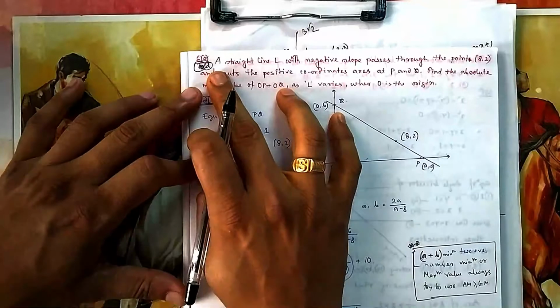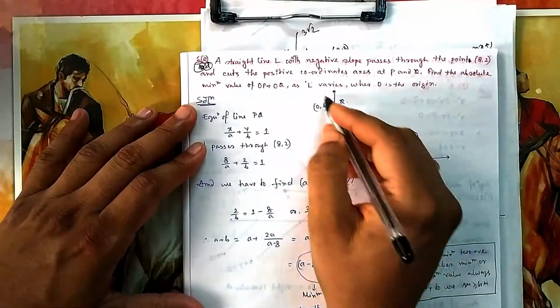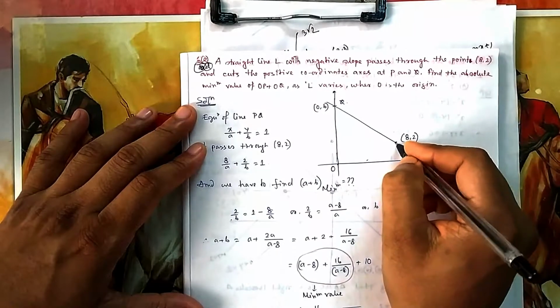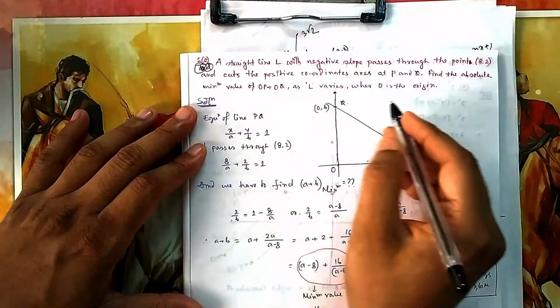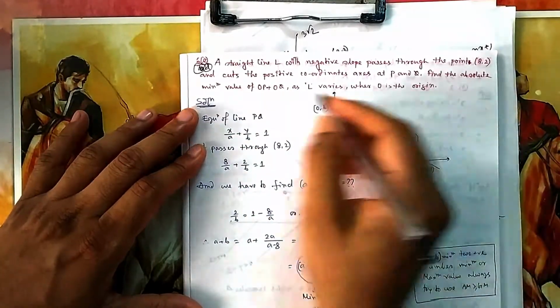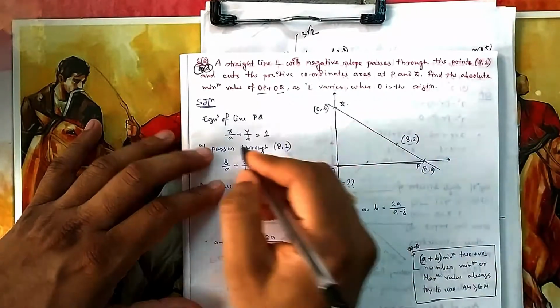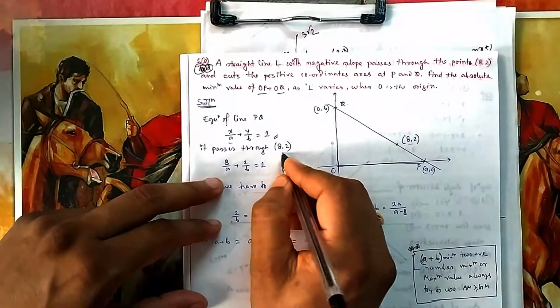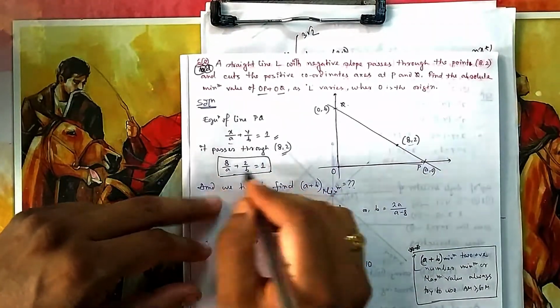Now if you come to question number 6d, a straight line with negative slope passes through the point 8, 2. It is passing through 8, 2 because it is negative, that's why I am giving it this way, and cuts the positive coordinate axes at P and Q. The absolute value of OP plus OQ. So let us take this is A, this is B. Let us take the line of this one is this. Because it passes through 8, 2, it should satisfy 8, 2.